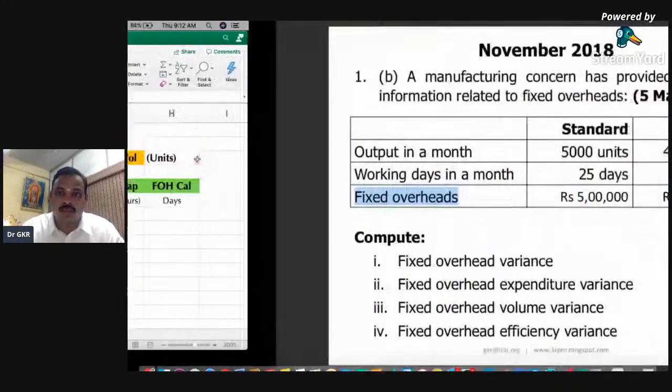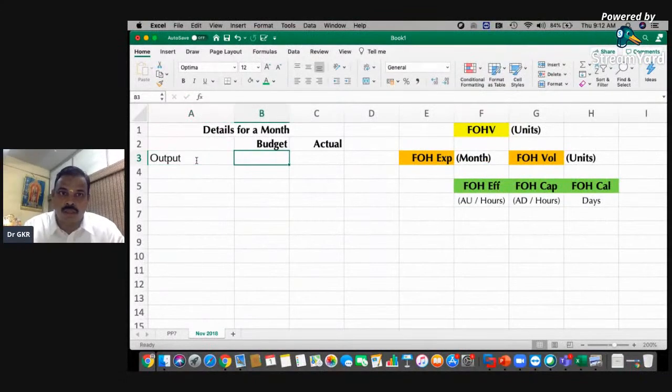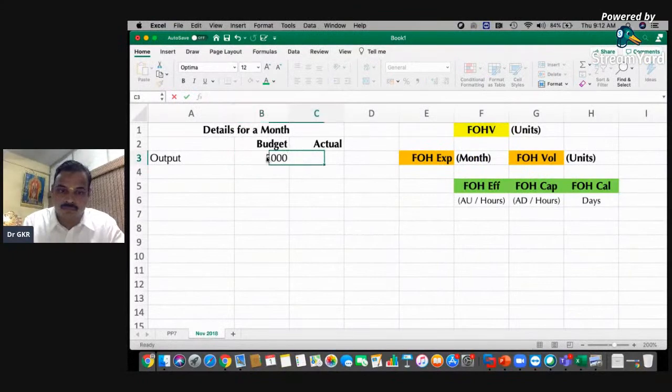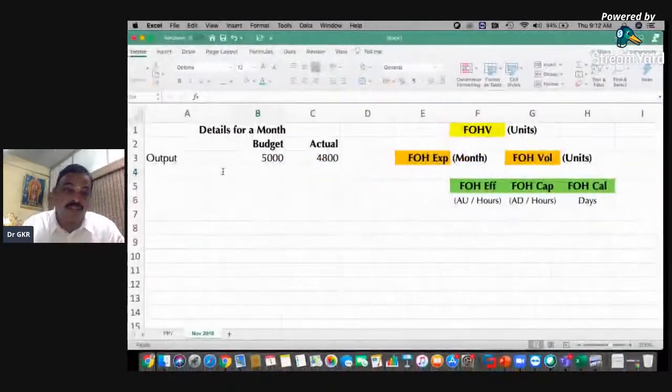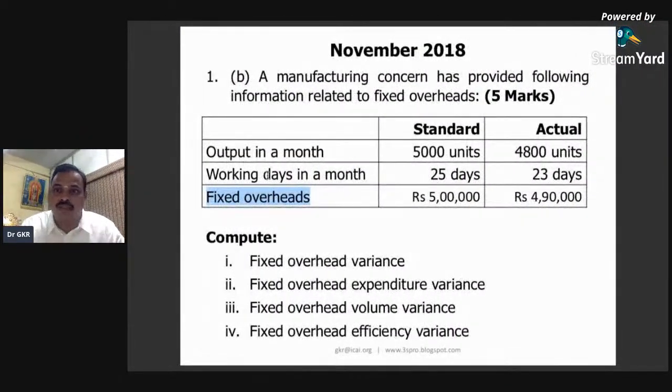So now what is given? Output. The output is how much? 5,000 and 4,800. Good. And he has given days, 25 and 23. Yes. And fixed overhead is 5 lakhs and 4 lakh 90.